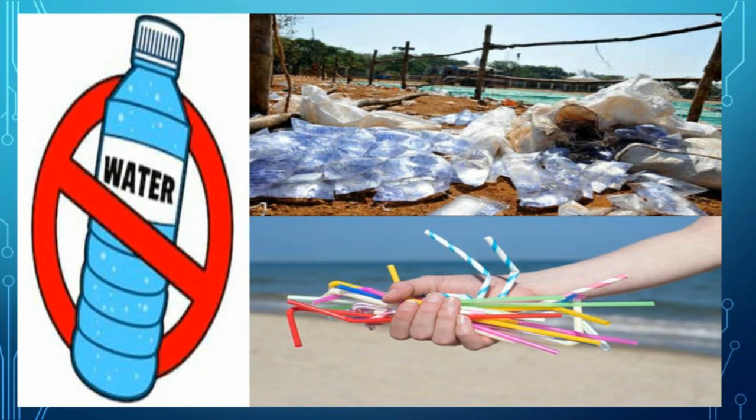Plastic straws. Plastic straws are too light and small to be recycled. Straws are one of the top 10 items found in plastic pollution in oceans. 90% of seabirds have ingested plastics such as straws.